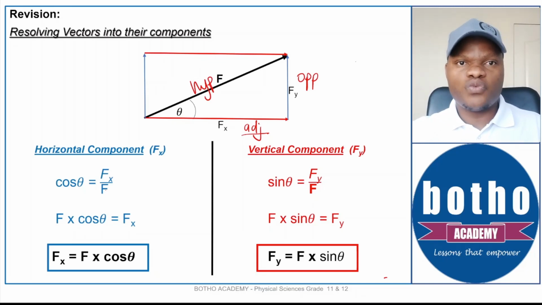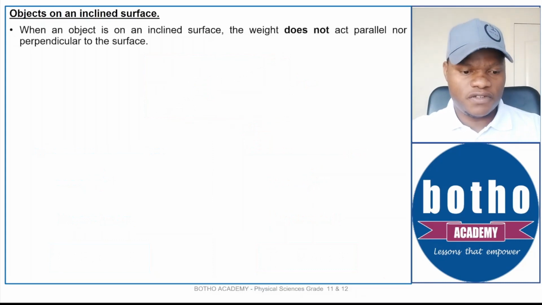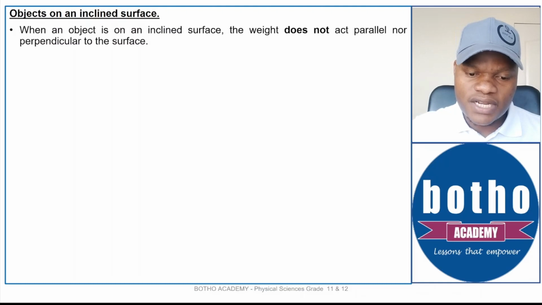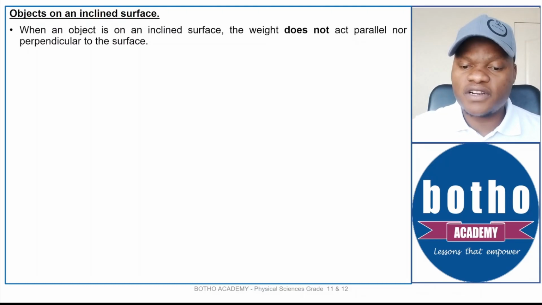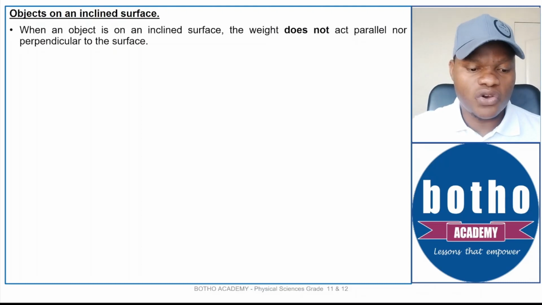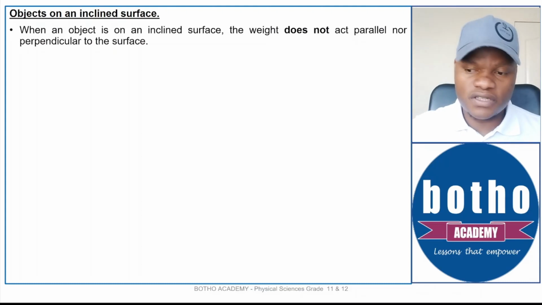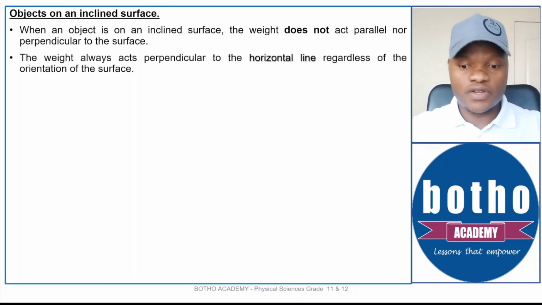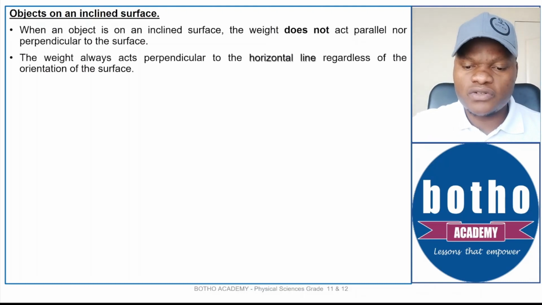Now let's move to what we prepared this lesson for. Now we're looking at objects that are placed on an inclined surface. When an object is on an inclined surface, the weight, remember what the weight is, we did this in the first lesson, the weight is the force of gravity. In this case, the force of gravity does not act parallel nor perpendicular to the surface. You'd have seen this before, but we're going to look at this again in an example below. So the weight always acts perpendicular to the horizontal line.